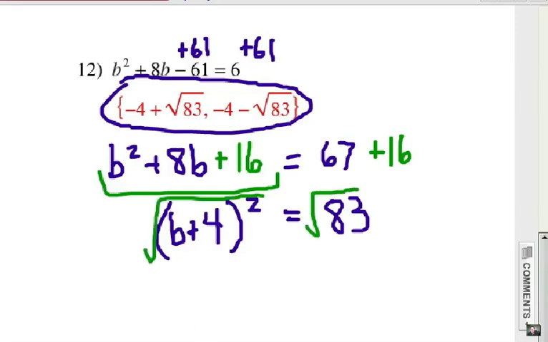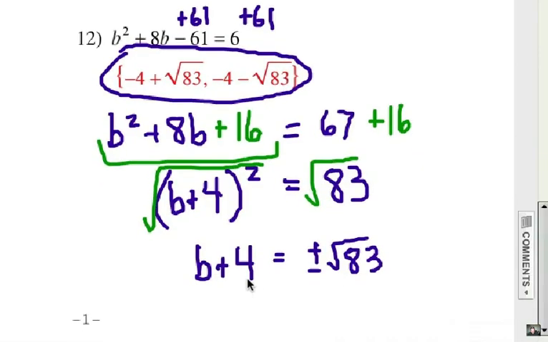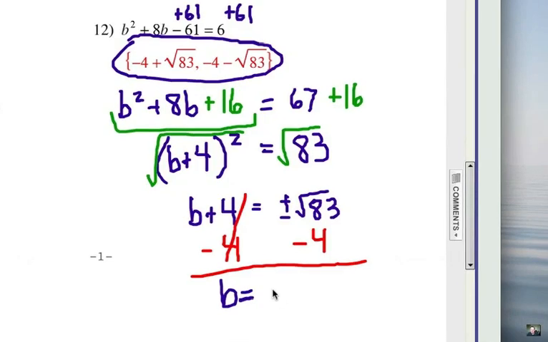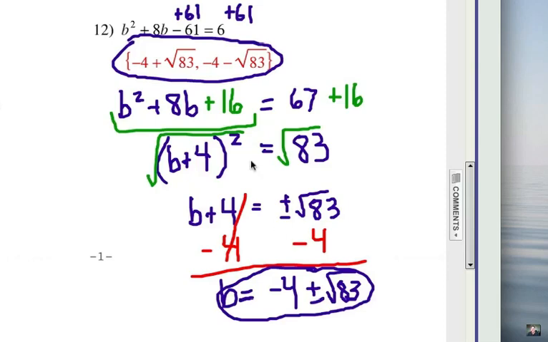Yes, I have to take the square root of each side, which leaves me with b plus 4, now I don't need those parentheses anymore, equals the positive and the negative square root of 83. Final step, subtract 4 from each side. And I can write my answer as -4 plus or minus the square root of 83. Or in set notation, as I showed earlier, we split it up into the positive and the negative square root there. All right, well, I hope this is good practice for you.